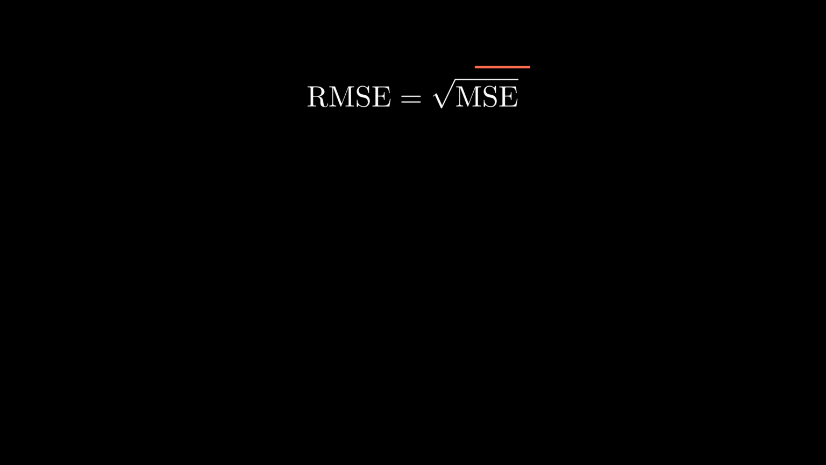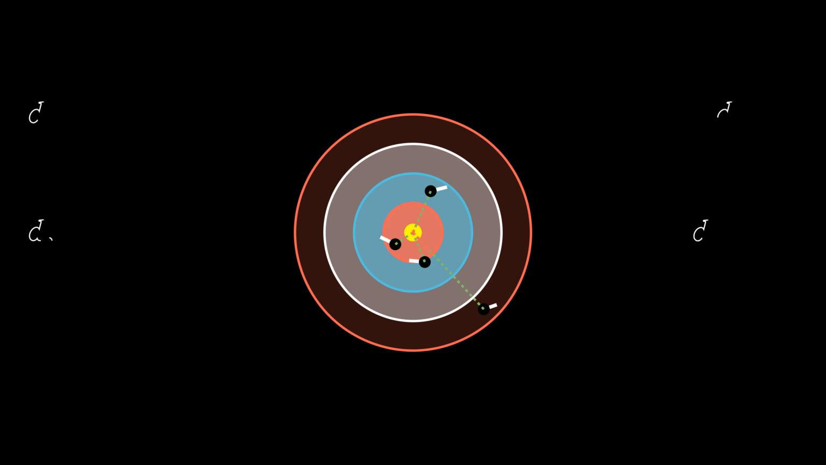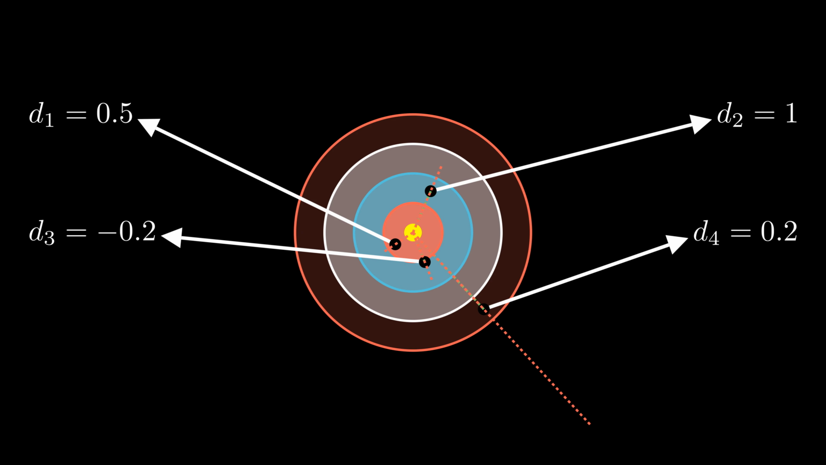Let's dive into RMSE, or root mean squared error. It's a way to measure how far off our predictions are, just like MSE, but in a more intuitive scale. RMSE is simply the square root of MSE, which gives us the error in the same units as the data. Let's visualize RMSE with the same darts analogy.